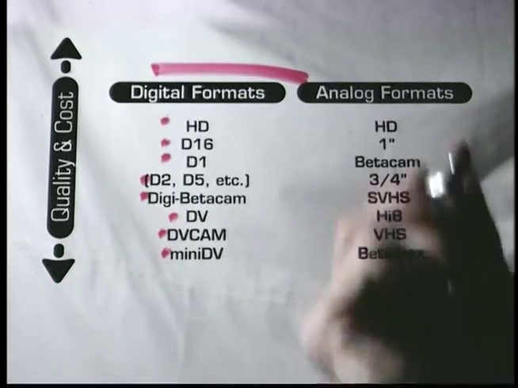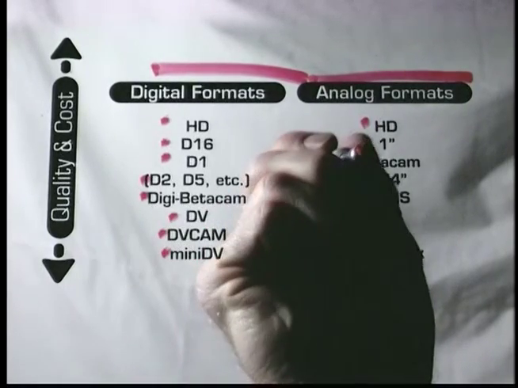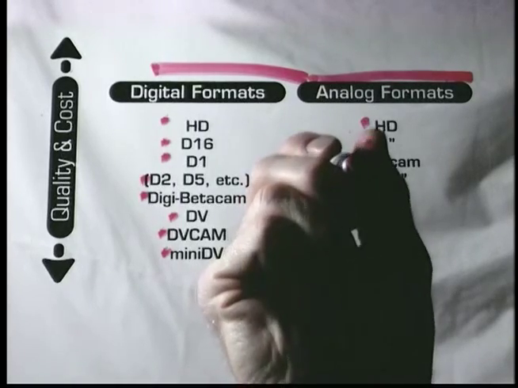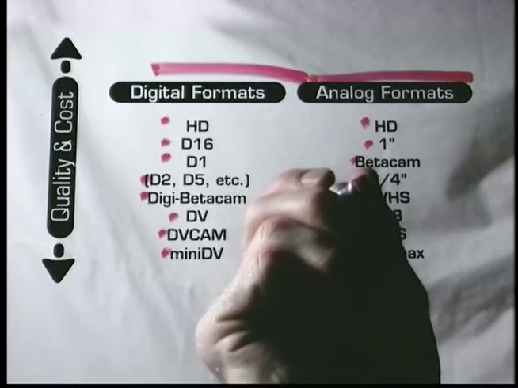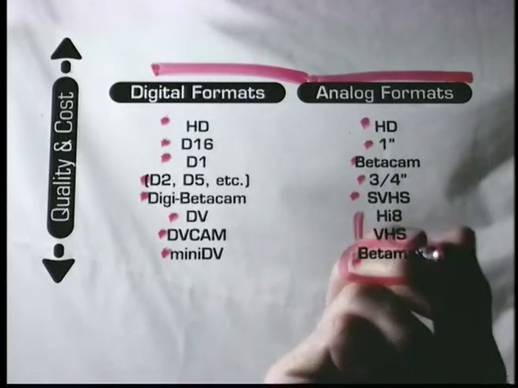On the analog side, we've also got high definition, which is very nice quality, the kind of old school 1-inch videotape, which is not seen that much these days, Betacam, which is kind of the standard, and then the lower quality 3/4 inch, SVHS, High 8, VHS, and good old Betamax, my favorite.